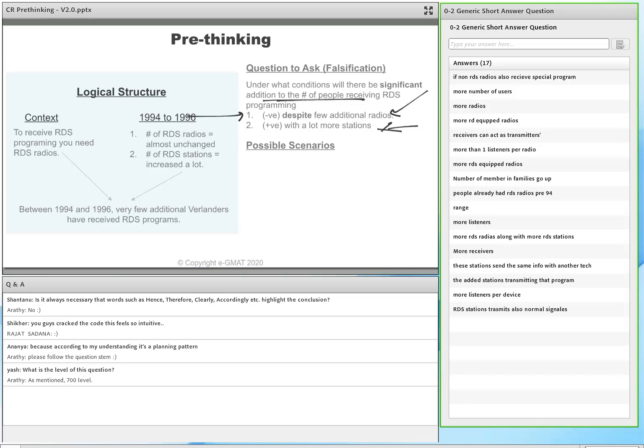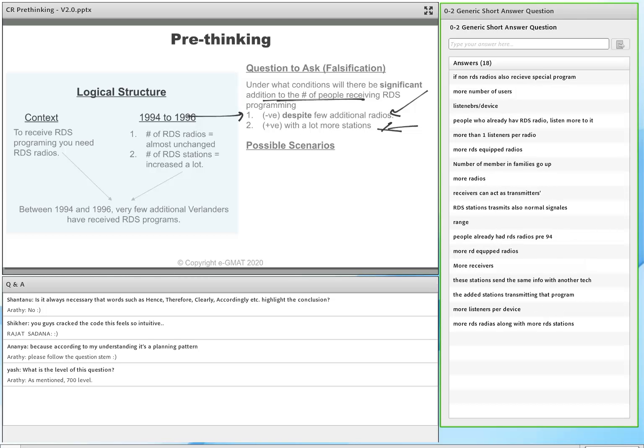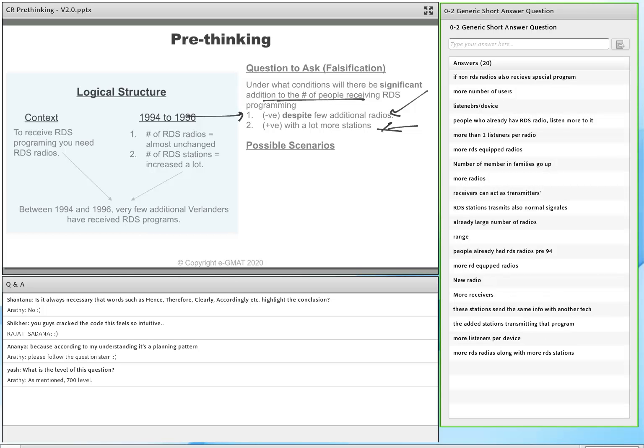The second is the range, right? Receivers cannot act as transmitters. There's a reason why they are called receivers. In the context of CR, don't over-engineer a CR question. The person who says receivers act as transmitters, you must be a radio guy. If you're trying to reverse engineer a receiver, don't do that.